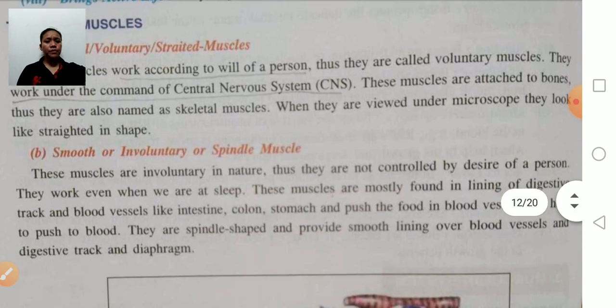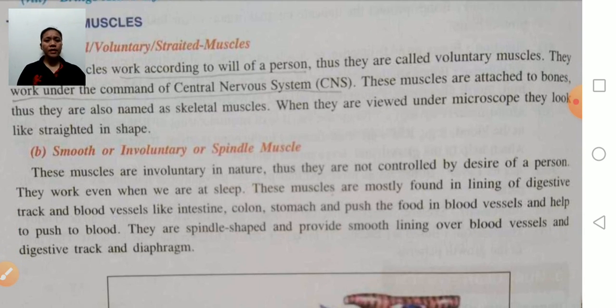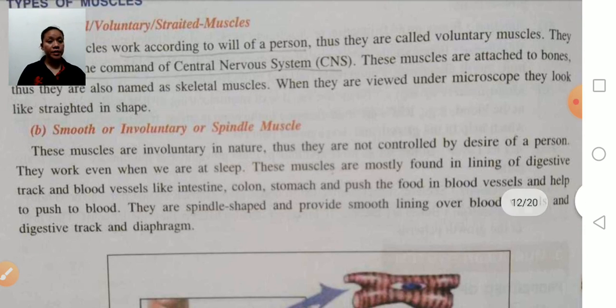Smooth or involuntary or spindle muscle. These muscles are involuntary in nature. They are not controlled by a person. Thus, they are not controlled by the desire of a person. They work even when we are asleep. We can't control these muscles. They work when we are asleep also.